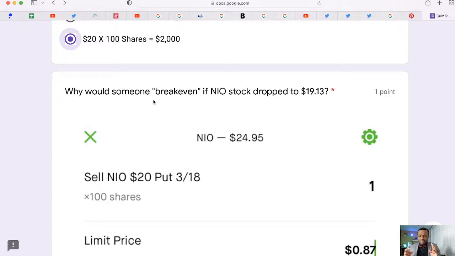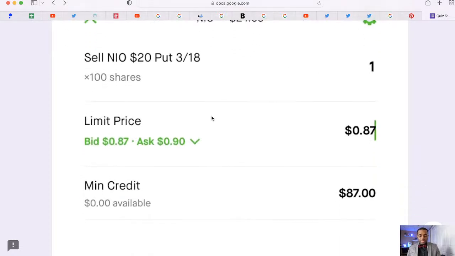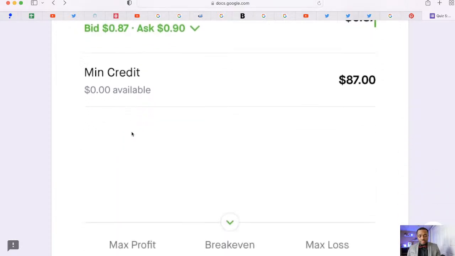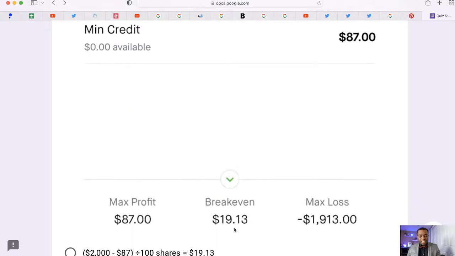Why would someone break even if NEO stock dropped to 19.13? So let's see where we got this number in the first place. This is our NEO put. So sell the NEO $20 put option for March 18th. It says down here that our break even is 19.13.